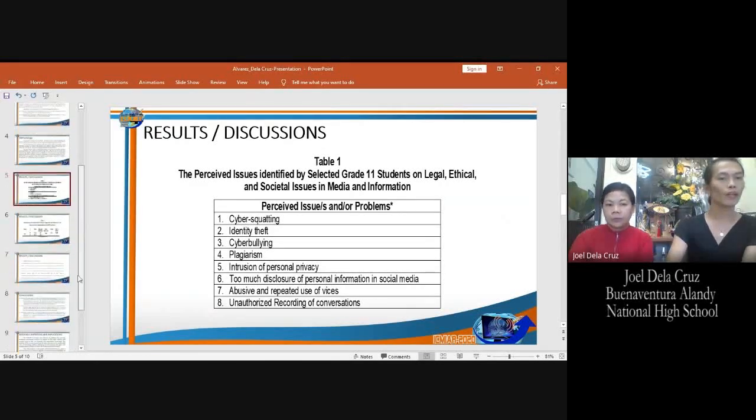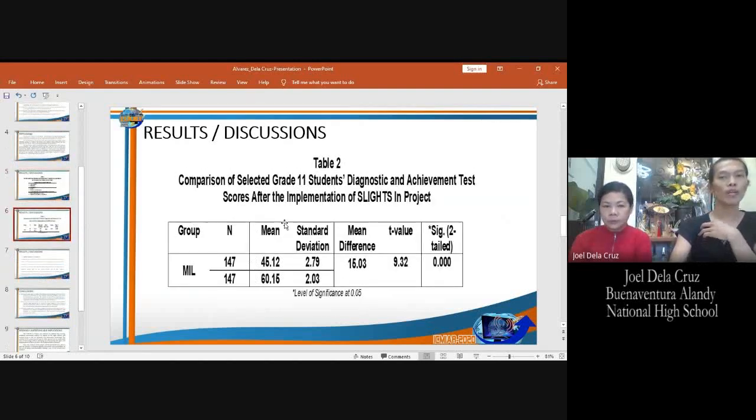Next, for objective number 2, this is the comparison of the selected Grade 11 students' diagnostic test and achievement test scores after the implementation of the Slides In project. Now, as you can see, this table compares the scores of the respondents in the pre-test and post-test before and after the implementation of the Slides In project. The mean difference of 15.003 resulted from the test, and the p-value between the pre-test and the post-test obtained was 0.000, which is lower than 0.05, which means that the respondents improved their cognitive skills through the conduct of the Slides In project.